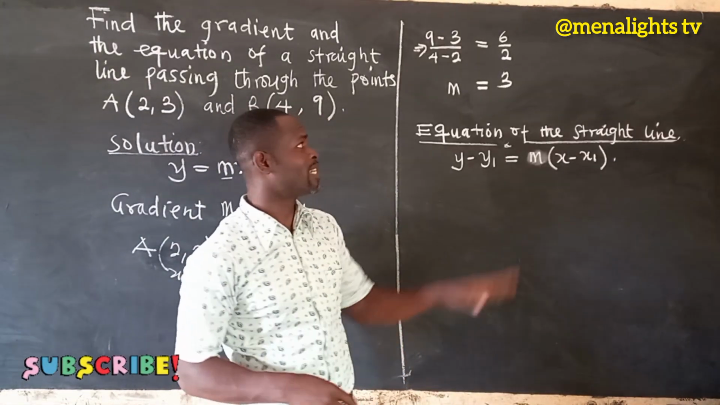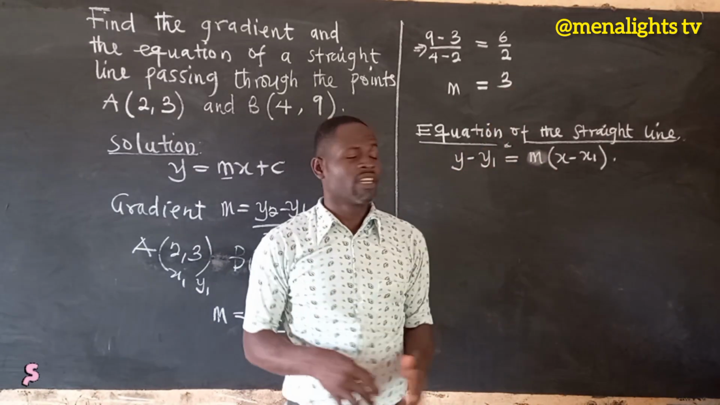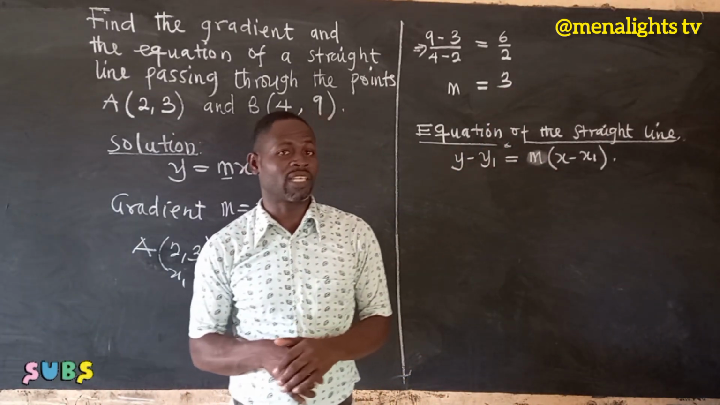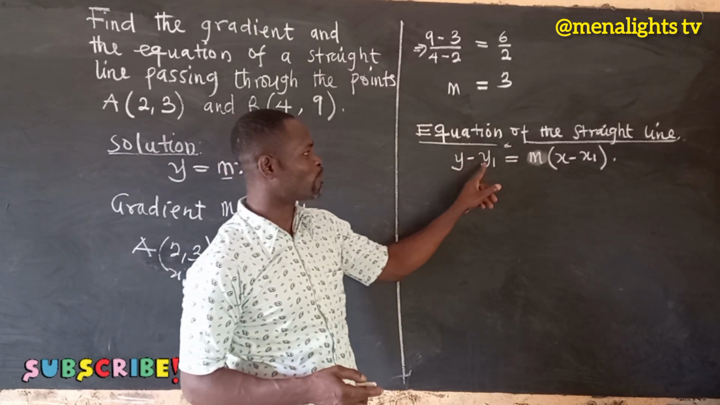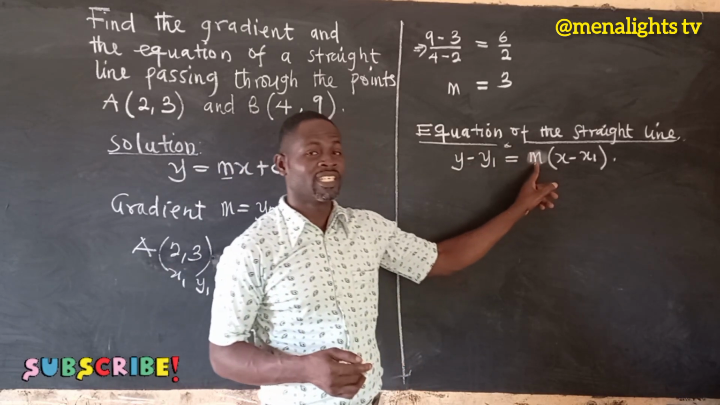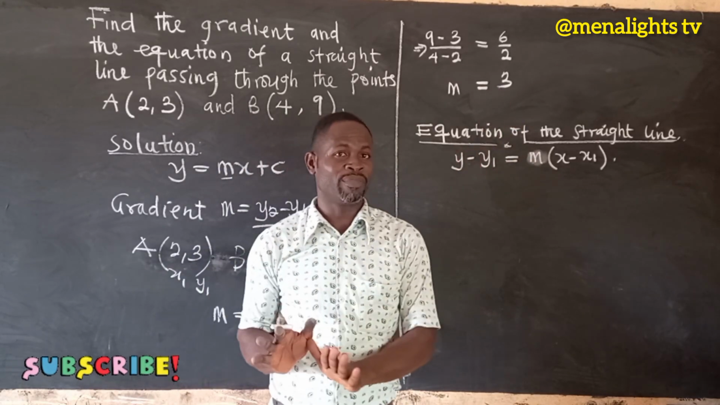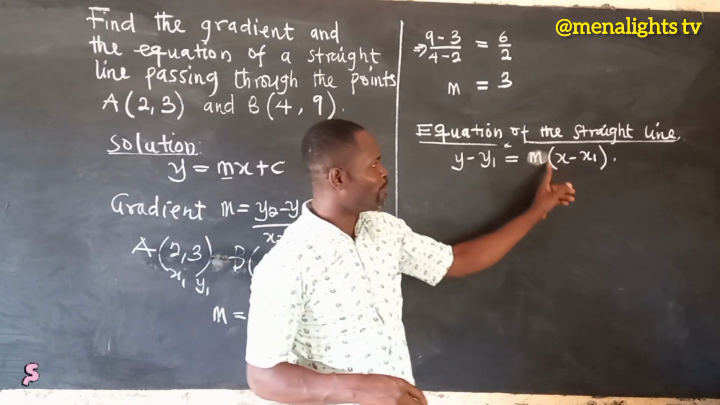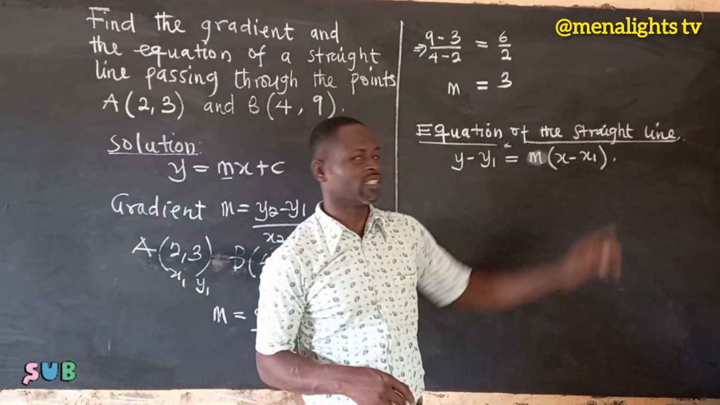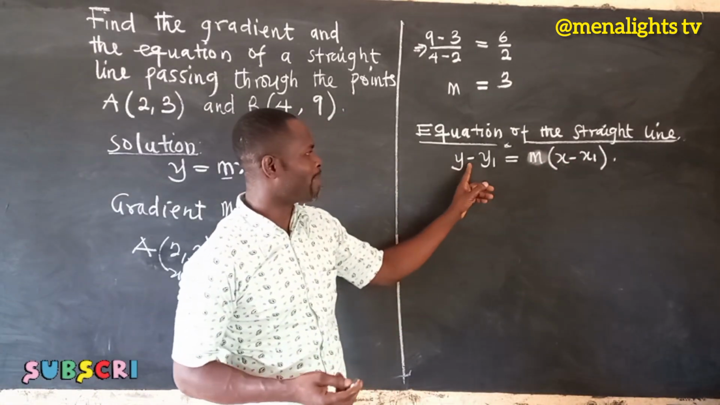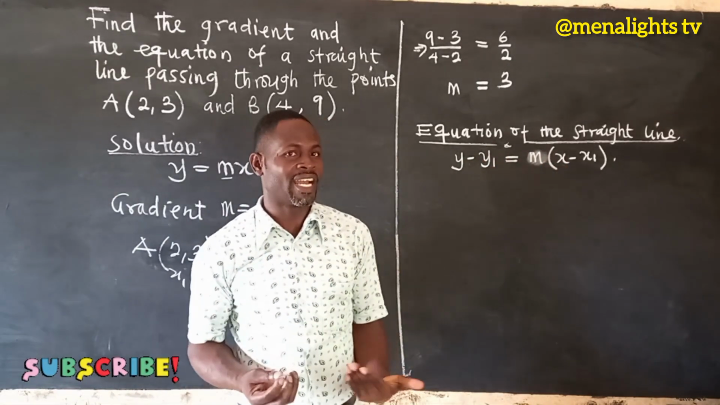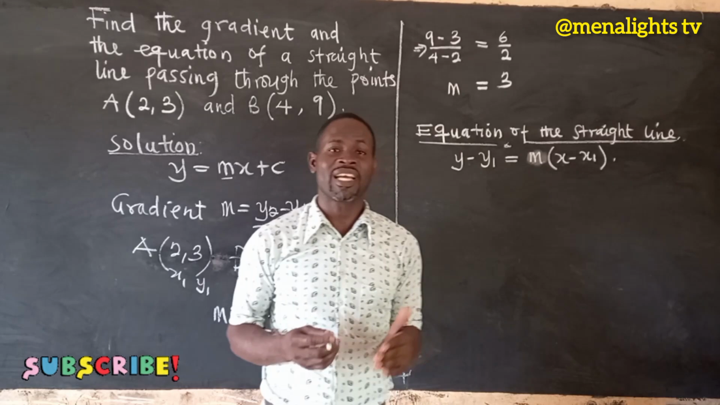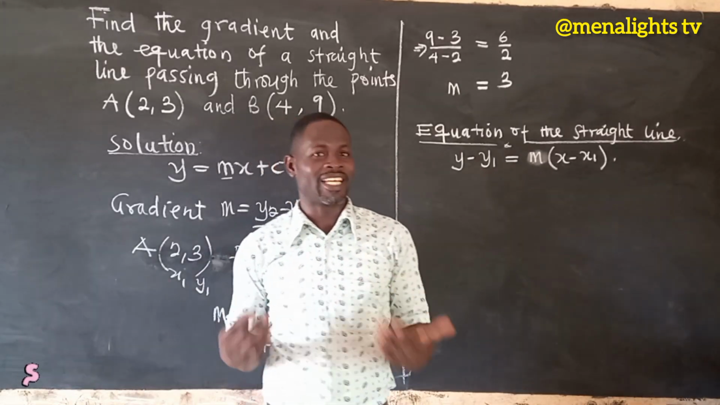Now that we have the gradient equal to 3, we are going to find the equation of the straight line. For this, we use the formula y minus y1 is equal to m into bracket x minus x1, where m is the gradient, which is 3. So how do we get the y1 and the x1?